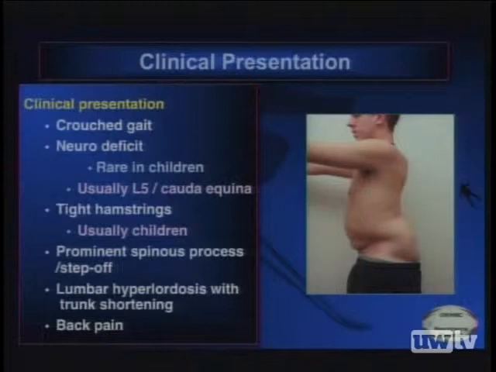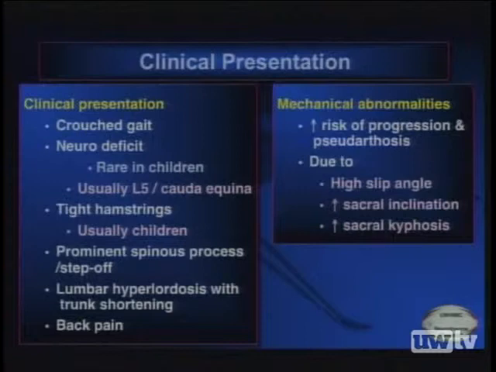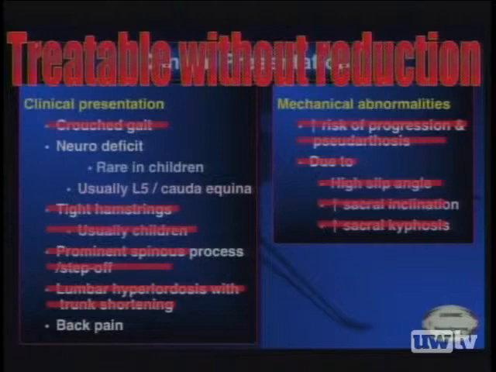Mechanical abnormalities we see that are associated with increased risk of progression and pseudoarthrosis: high slip angle, high sacral inclination, and kyphosis. What can be treated without reduction is really what usually brings the patient there. In general, they do come because of either a neurologic deficit or back pain. And those can certainly get better without altering all of the mechanics, without altering the x-rays all that much.